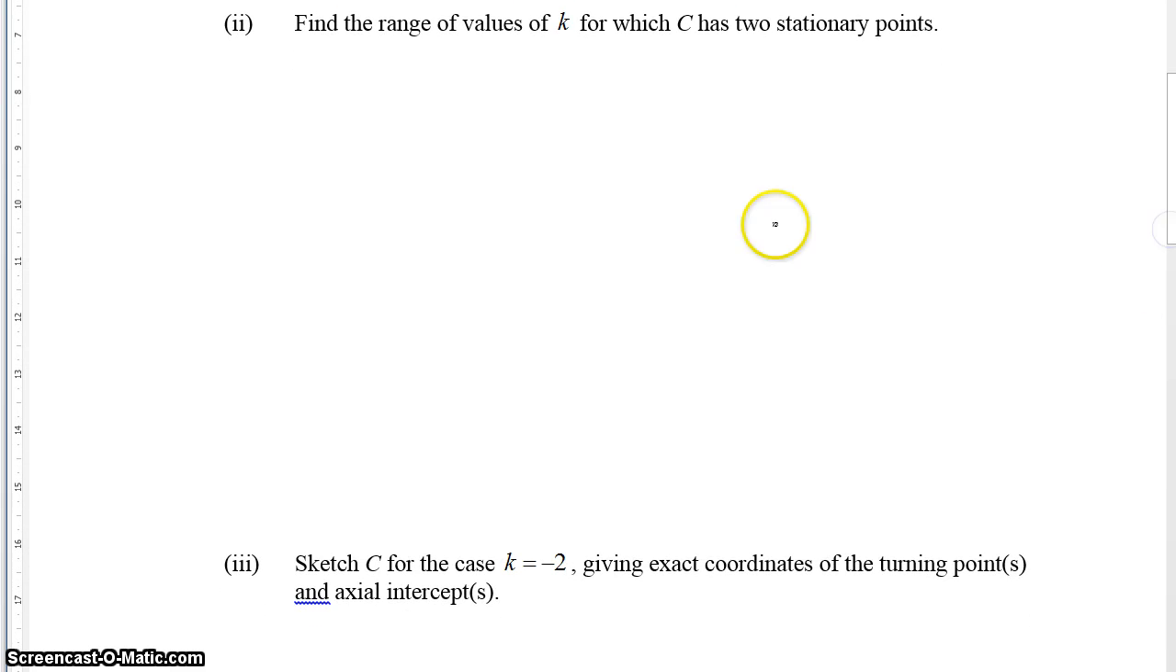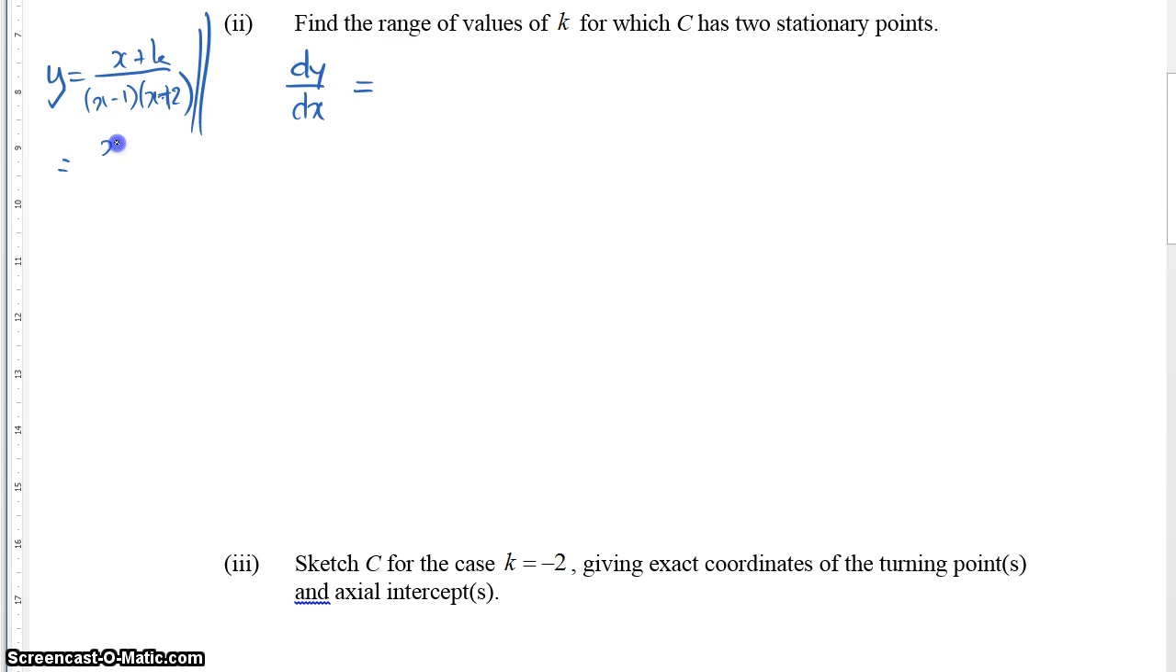The second part tells us to find the range of values for k for which C has two stationary points. So again, we'll just recall that our equation was y is equal to (x plus k) over (x minus 1)(x plus 2). Right, so the range of values of k for which C has two stationary points. Well, what do I know about stationary points? I know that for a stationary point, the derivative should equal 0. So what is the derivative of (x plus k) over (x minus 1)(x plus 2)?